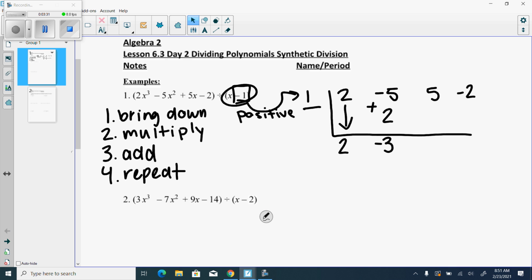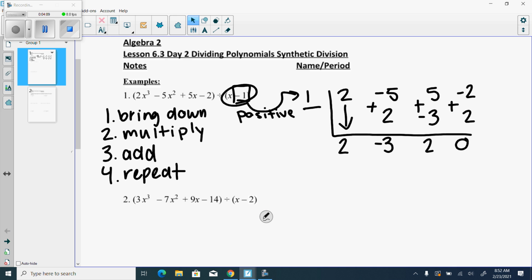Okay? So, start here, we've already brought it down, right? Then I'm going to multiply. -3 times 1 would give us -3, and then I'm going to add. 5 plus -3 would give me 2, and then I repeat. 2 times 1 would give me 2, and then I add. -2 plus 2 would give me 0.